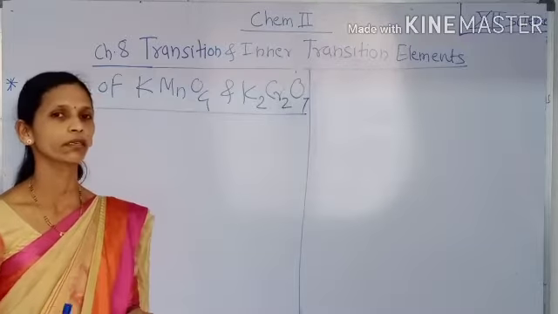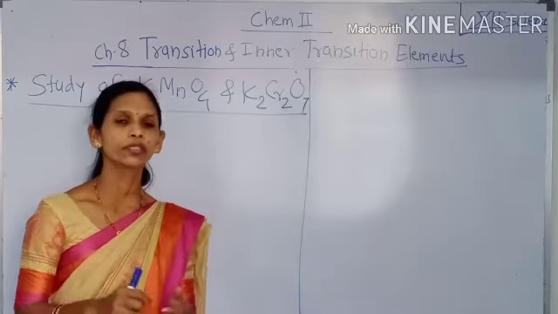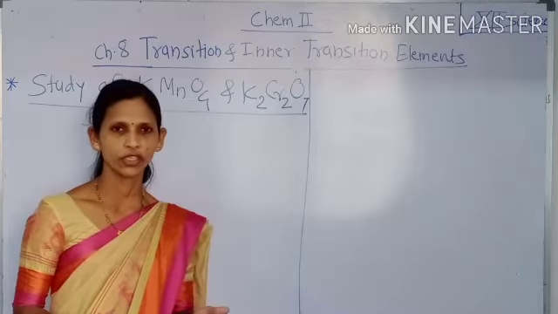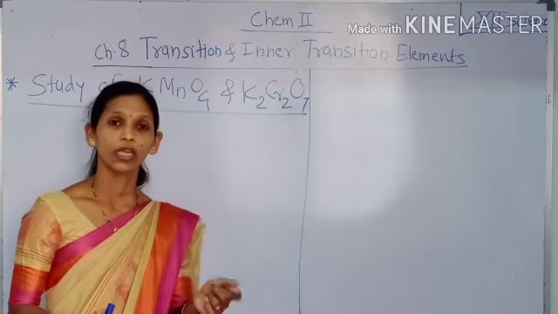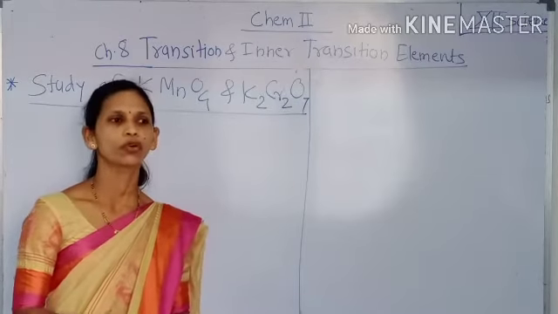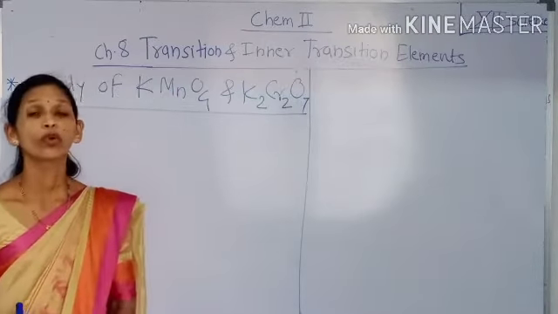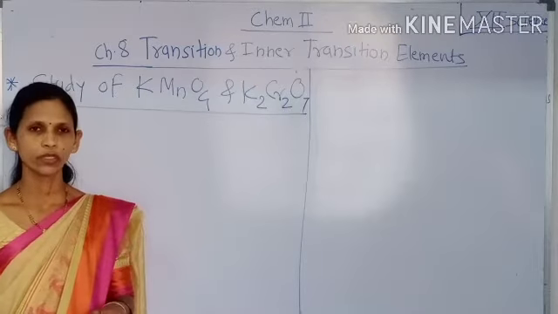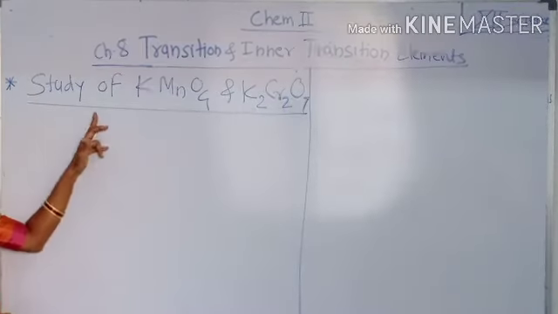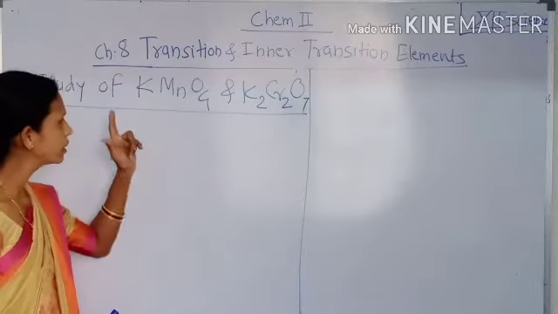All of you are aware that transition elements show variable oxidation states, and they show higher oxidation states, that is +7 and +8. The element in its higher oxidation state forms complexes, while in lower oxidation states it forms simple compounds. Today we are going to discuss the compounds or coordination compounds of transition elements.